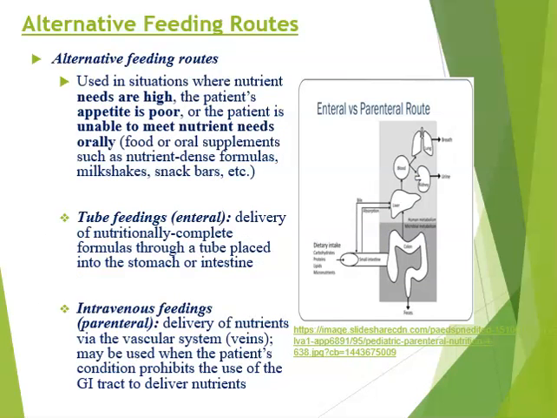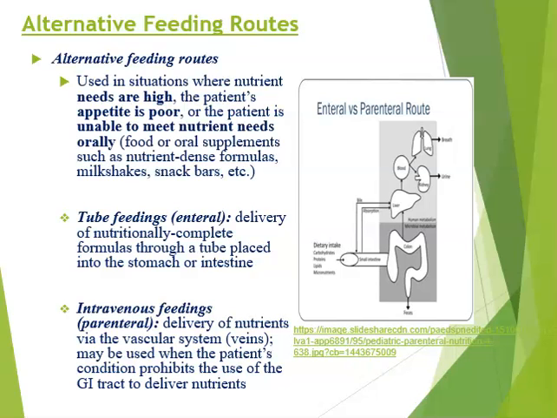Apart from that, we have alternative feeding routes. Describing in brief, these feeding routes are used in situations where the nutrient needs are high and the patient's appetite is poor, or the patient is unable to meet the nutrient needs orally. The two large alternate feeding routes are the tube feeding, which is also known as enteral, or the intravenous feeding, which is also known as parenteral.